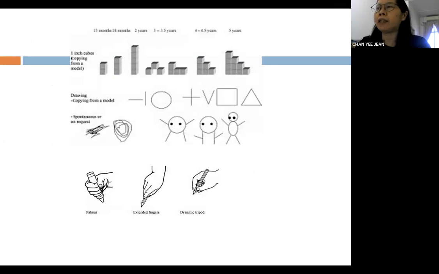Roughly, they start to stack cubes at about 18 months. What I remember is there's 3, 6, 9, right? So 18 months will be 3, 2 years will be 6, 3 years old will be 9. Right? Then 3 years old will also do the bridge.